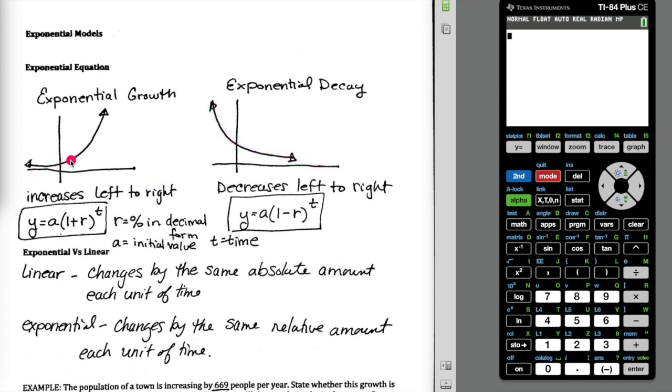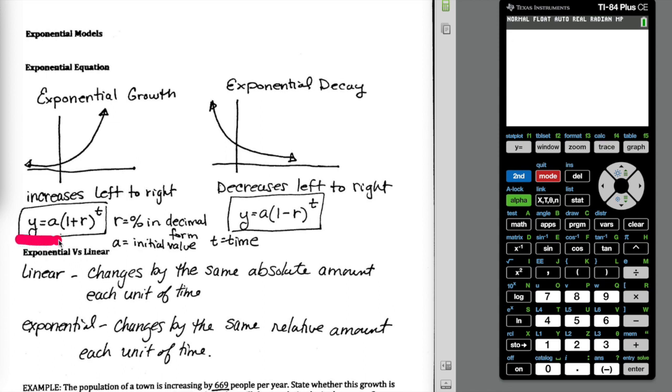Now, this piece here is going to continually get closer and closer to the x-axis, but it will never actually touch the x-axis. Now, when we're looking at an equation for exponential growth, this is what it looks like. Now, there's going to be another equation I introduce later, and both of them work fine. You just might use one over the other depending on the information that's given to you in the problem.